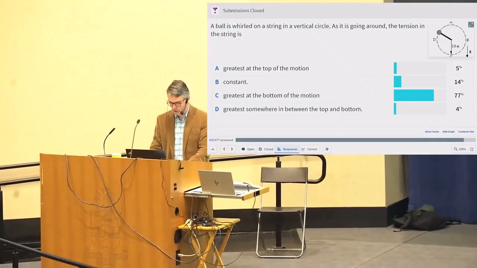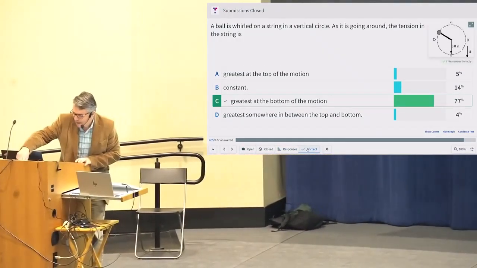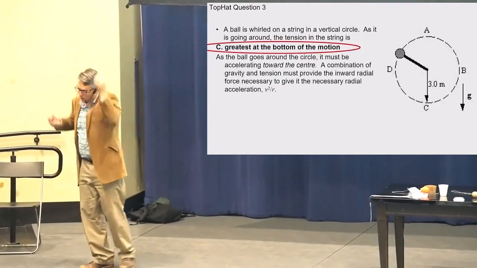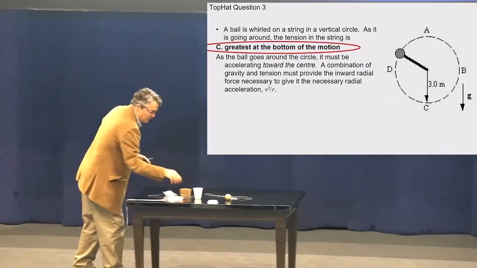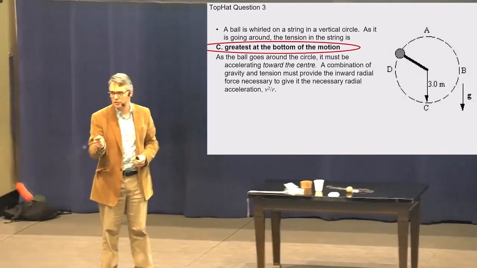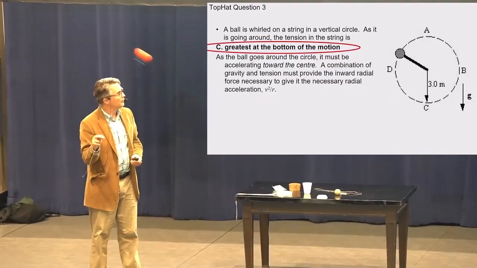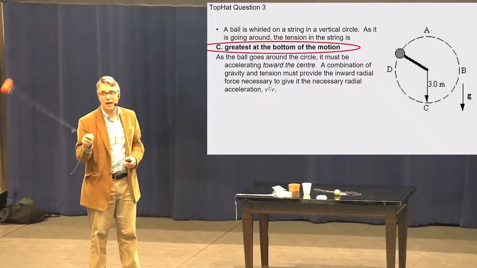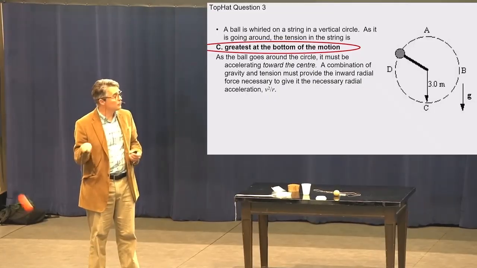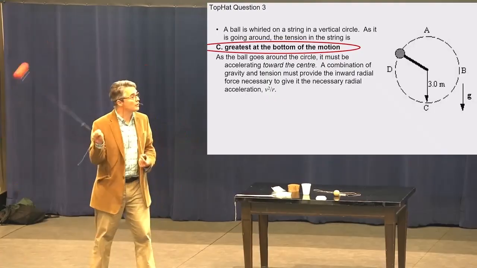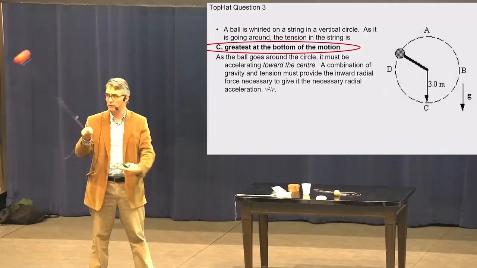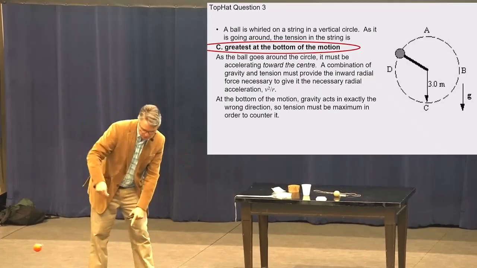Greatest at the bottom of the motion, which I like as well. So my reasoning is this. As the ball goes around in a circle, it must always be accelerating towards the center of the circular path. That's that centripetal acceleration. So some combination of gravity and the tension force, the only 2 forces on this ball, must provide the inward centripetal force that's necessary to give it that centripetal acceleration, which is v squared over r.